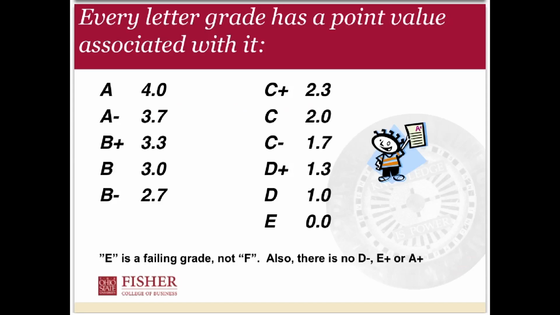This slide represents the Ohio State traditional grading scale. Every grade is assigned a specific point value. This point value represents the numeric value of that grade as it will be calculated in a GPA. At Ohio State, we do not utilize a grade of F when a student fails a class. We classify that grade as an E. It is important to know that there is no D-, E+, or A+ grade.